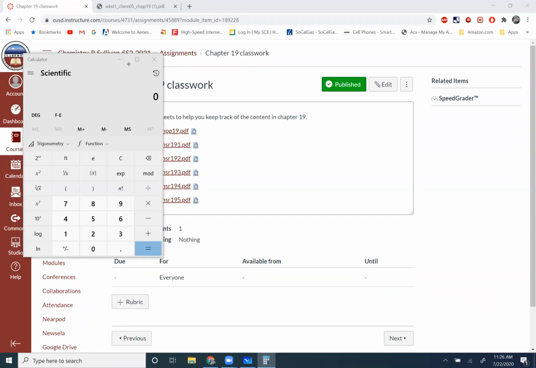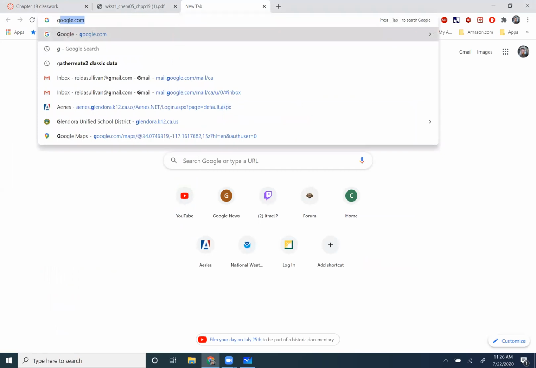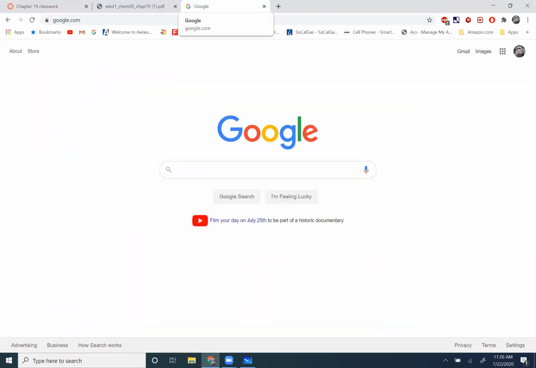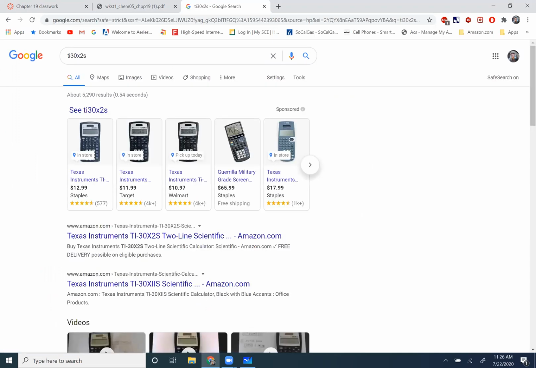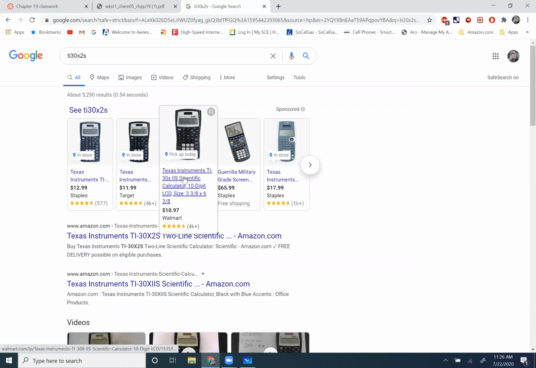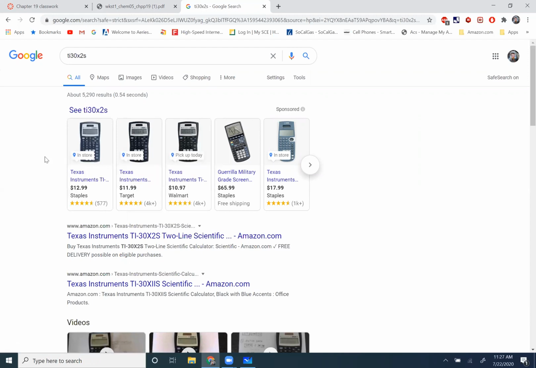If you don't have a calculator yet, most of you guys do, since you guys are trying to take all the AP classes or whatever, I recommend getting this calculator for the rest of your school year. The TI-30X2S. I think it's like $10, $12, depends on where you buy it. Walmart has it for $11. This calculator right here is all you really need for life. Like every calculation you're ever going to do can easily be done on this calculator.